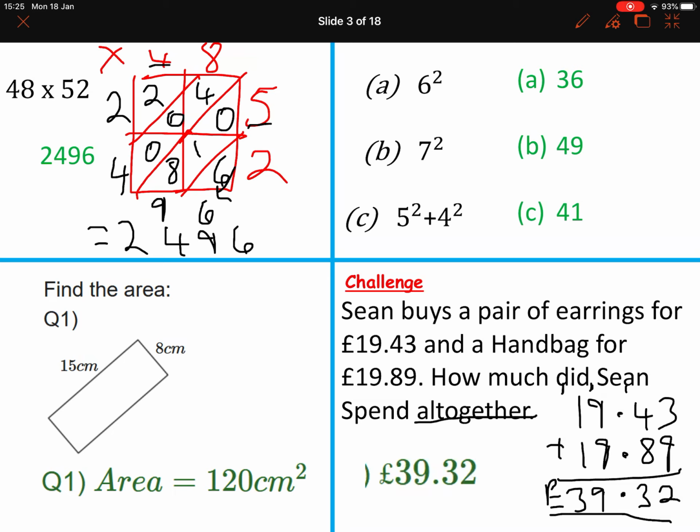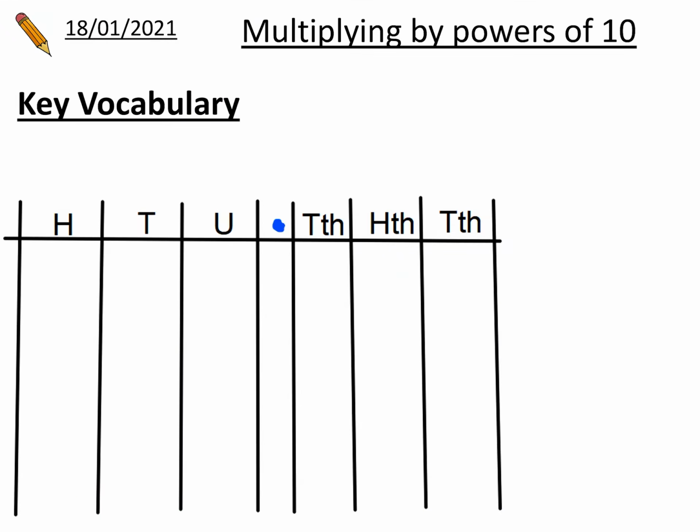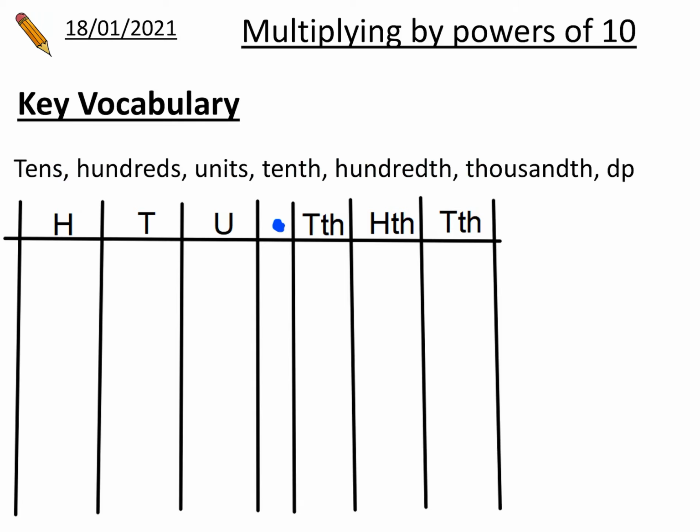Okay. I'm going to give you the rest of the answers to these now. So that's what we've already gone through. And so on. Okay, if you're still struggling with areas of rectangles, guys, please go and watch previous videos.